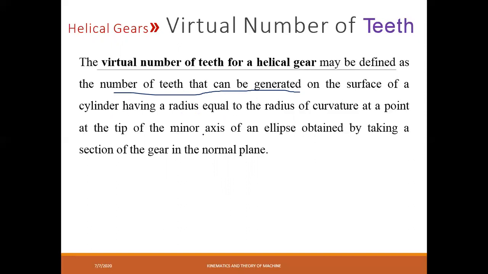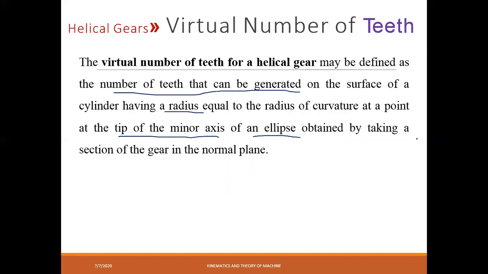So you have to draw an ellipse having the length of the minor axis, or the dimension of the minor axis, equal to the radius of the cylinder, right? The dimension of the minor axis of the ellipse is equal to the radius of the cylinder. Then the number of teeth that can be generated on the cylinder having a radius equal to the minor axis of the ellipse, right?